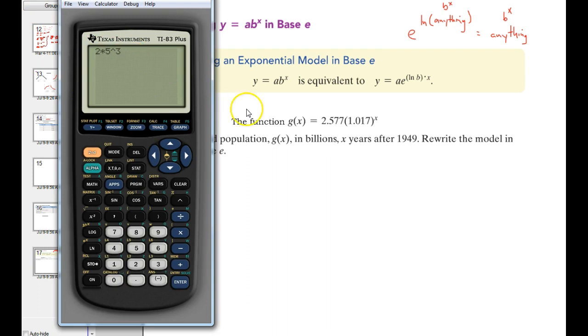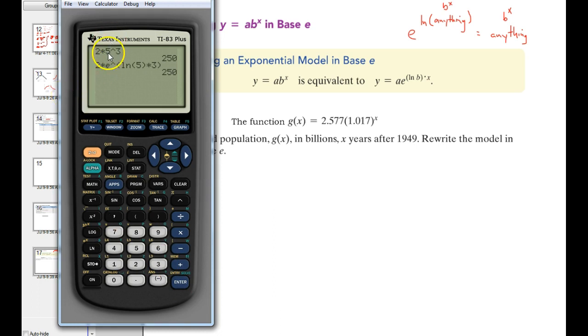Alright, so I got 2 times 5 to the third. That's like a is the 2, 5 is the b, and x is the 3. So 2 times 5 to the third is equal to that. Okay, that is equivalent to a again, so that's still the 2, times e to the natural log, so e raised to the natural log of b. Alright, b over here was our 5, so 5. And then close that off, and then times x, and again over here x was 3. So 2 times e to the natural log of 5 times 3, we still get 250. They are equivalent. Both of these expressions are equivalent.